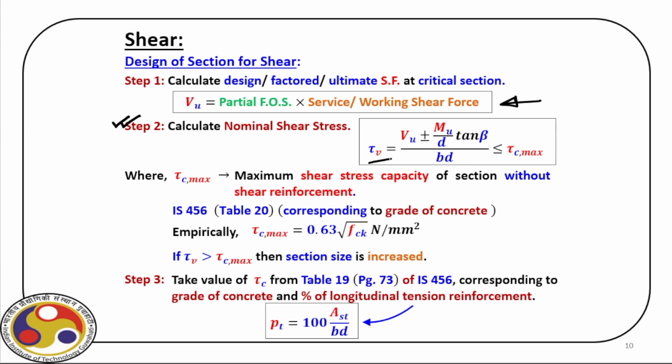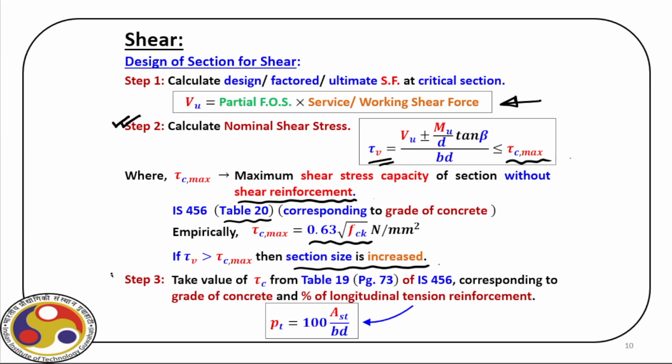Now, this tau V must be less than or equal to tau C max. The tau C max is the maximum shear stress capacity of the section without shear reinforcement. This is very important. So, from IS 456 table 20, we can evaluate this tau C max, which is 0.63 times square root of fck. So, it actually depends on the grade of the concrete. Depending upon the grade, we can evaluate tau C max. So, if tau V is greater than tau C max, then we redesign the section.